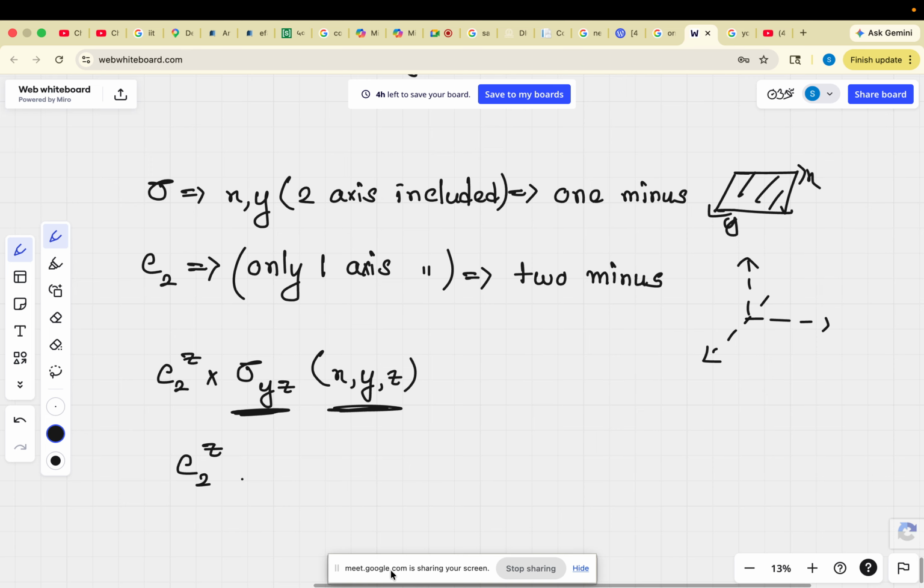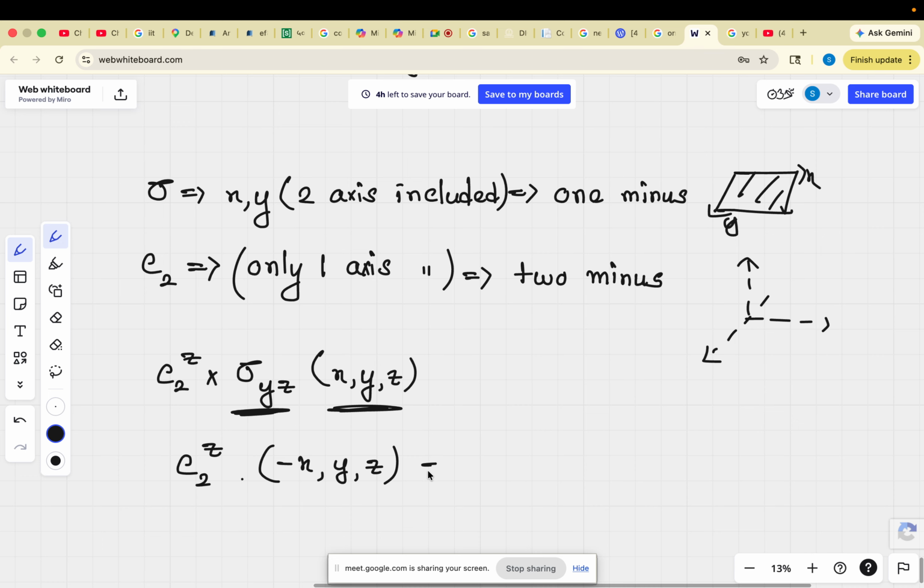Now how to check what you will get? Sigma yz you are applying, here you have x, y, z. If you already have yz, no need to change anything in yz; only x you can change, and that will be minus x, comma y, comma z. So if you operate sigma yz on x, y, z, you will get minus x, comma y, comma z.